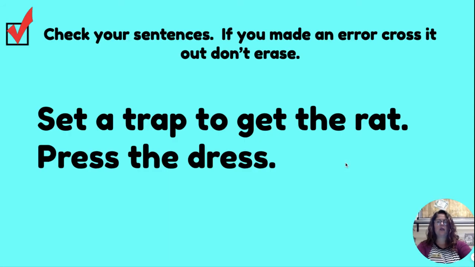Okay, we're going to check the words together. If you made an error, cross it out. Don't erase it. Okay. The first sentence was set a trap to get the rat. And the second sentence was press the dress. Once you've made those corrections, make sure to read those sentences back to somebody.